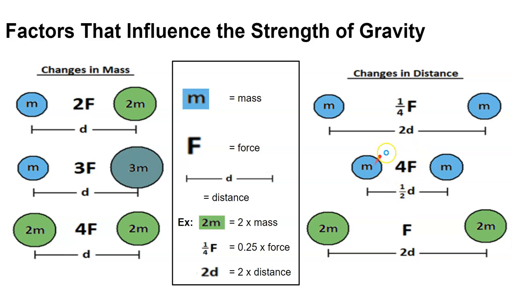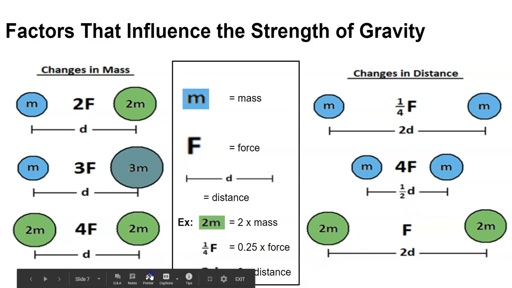So we could say that the closer two objects are to each other, the more force they're exerting on each other. The farther the two objects are from each other, the less force they're exerting on each other. So a good rule of thumb, just think about that.